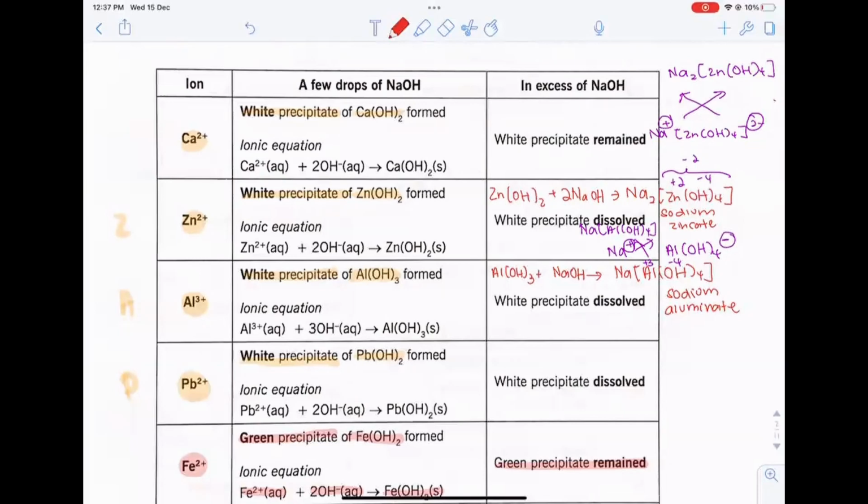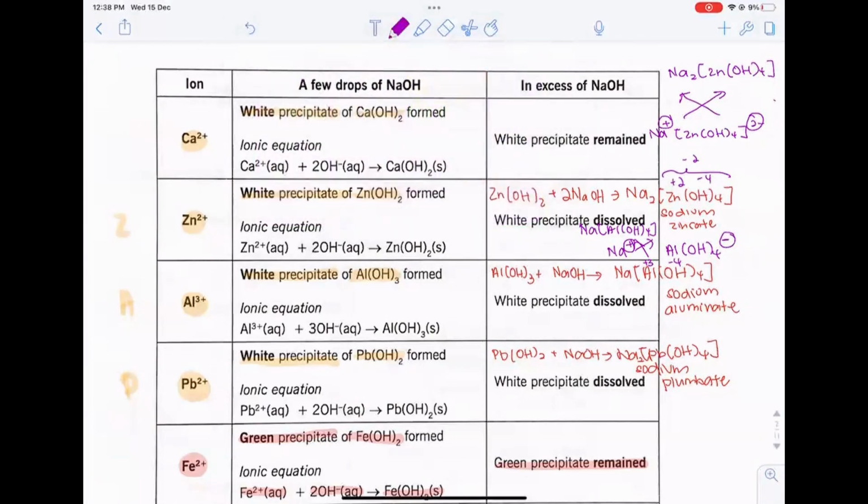Lastly, for lead hydroxide. Now, lead hydroxide is the last amphoteric hydroxide. So you form Pb(OH)2 plus NaOH, and it will give you NaPb(OH)4. This is known as sodium plumbate. Is it balanced? Let's see. Sorry, I think there is Na2Pb(OH)4.